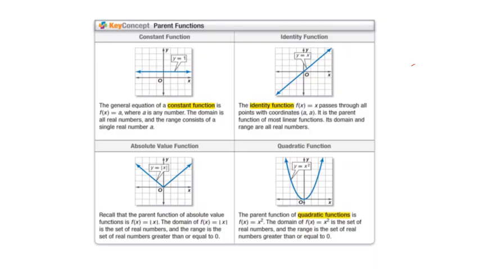Okay, so here's just kind of a wrap up of those parent functions. The constant function is the straight horizontal line. We won't talk too much about that, but your book refers to it every once in a while, so it's good to know. A linear function is also known as the identity function. Okay, absolute value function and quadratic function.